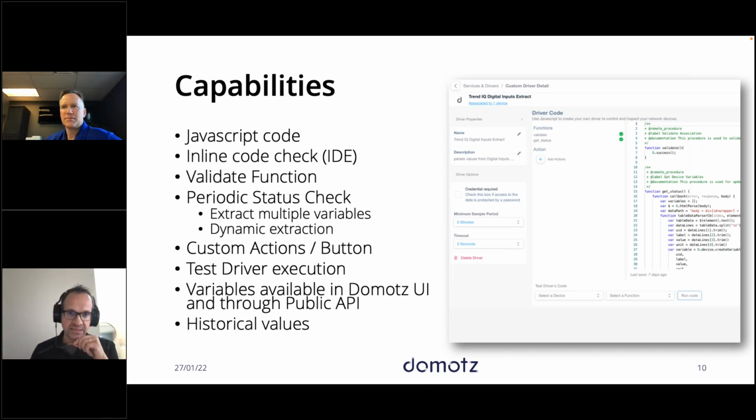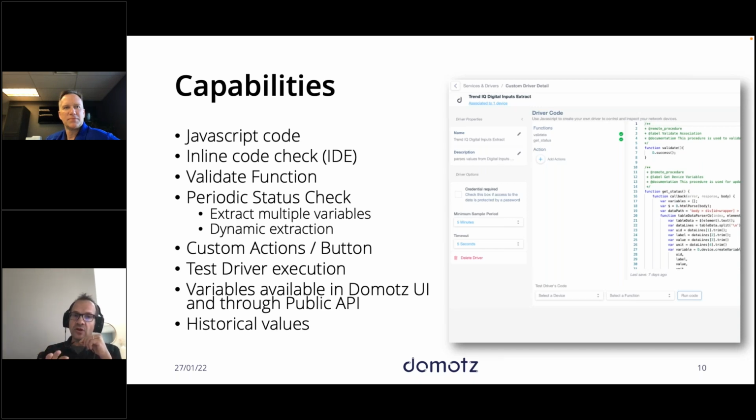So for instance, if you want to monitor through SSH the volume of the server, and tomorrow you add a new volume on that server, through the means of the custom driver, the system will automatically discover that there is a new volume and it will start monitoring that new volume. The same applies to users that you want to check on a Windows machine and so on.